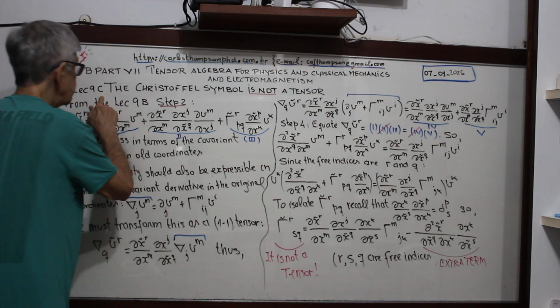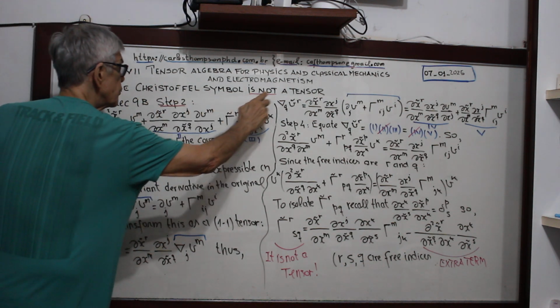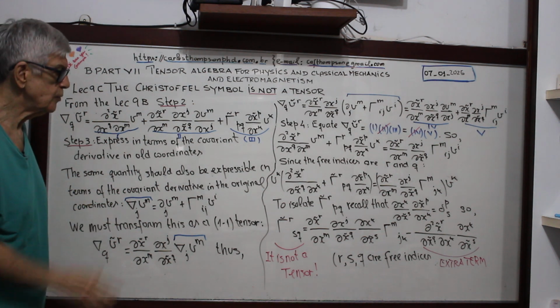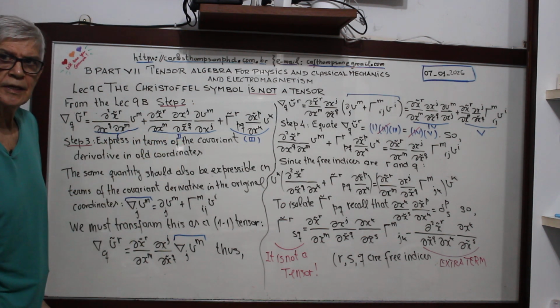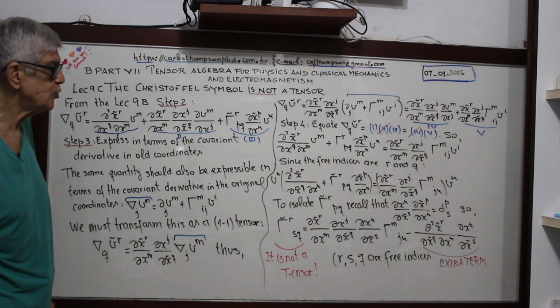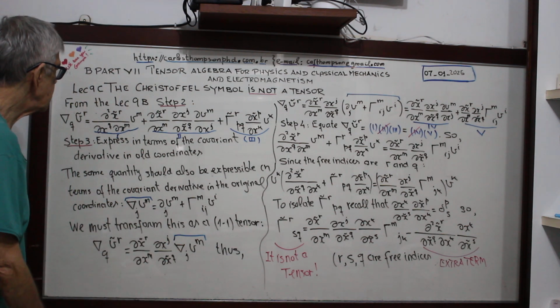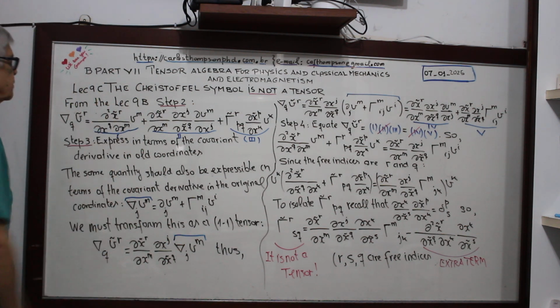Lecture 9c, the Christoffel symbol is not a tensor. Finally, we are moving to the end to show that the Christoffel symbol is not a tensor. So this is lecture 9c.